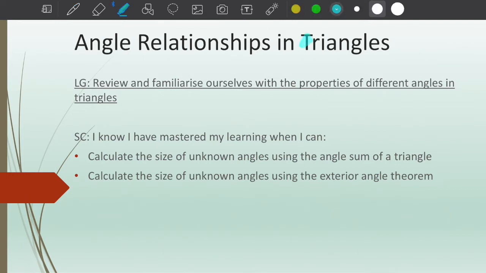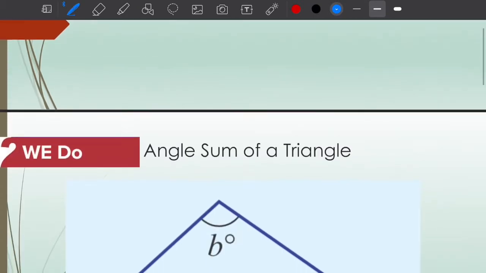Today we're going to be focusing all on triangles. And there will be two particular properties of angles in triangles that we'll be looking at. That is the angle sum of a triangle and the exterior angle theorem. These are both things that will help us in finding unknown angles. So let's dive right in.